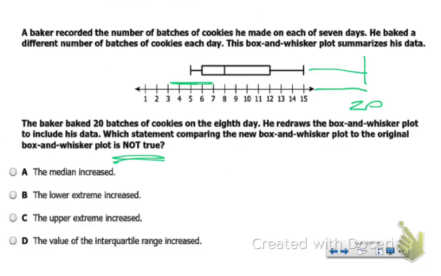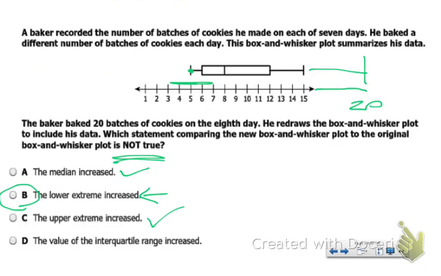So the median increased, yes. The lower extreme increased, no, that can't be true. Just by adding something to the maximum isn't going to change the lowest number of cookies that he baked. So I'm going to say B, but let's just make sure.